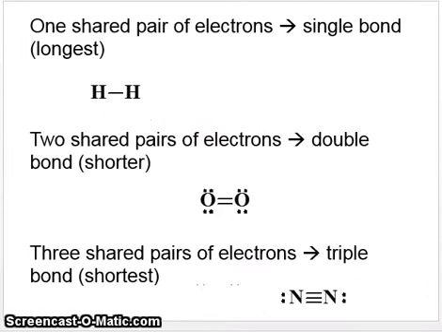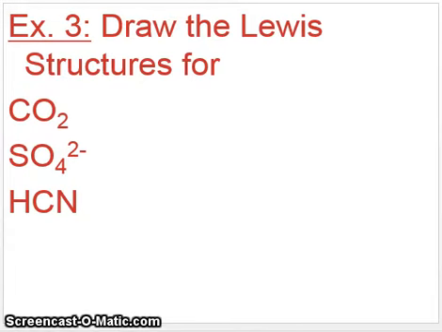So why don't we try a few example problems. Here we have, draw the Lewis structure for 3 of these substances. We have CO2, we have SO4 2-, and we have HCN. Let's go ahead and do CO2 on this slide, and we'll do the next 2 on the next.